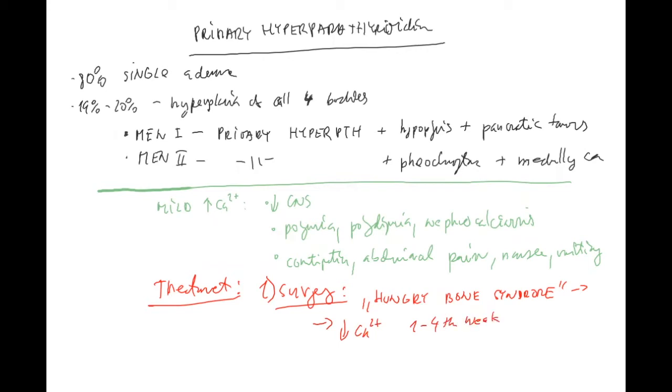So think of that, okay? And of course, if there is no surgery, then again fluids plus later furosemide. But first you give fluids to dilute everything. So that was primary hyperparathyroidism. About the secondary and tertiary we talked about already.